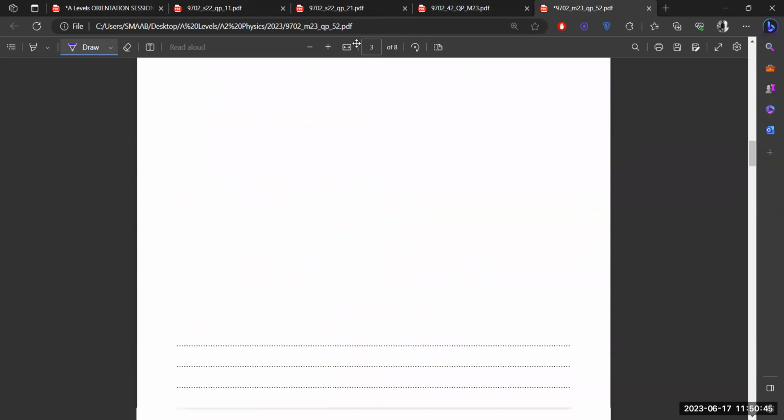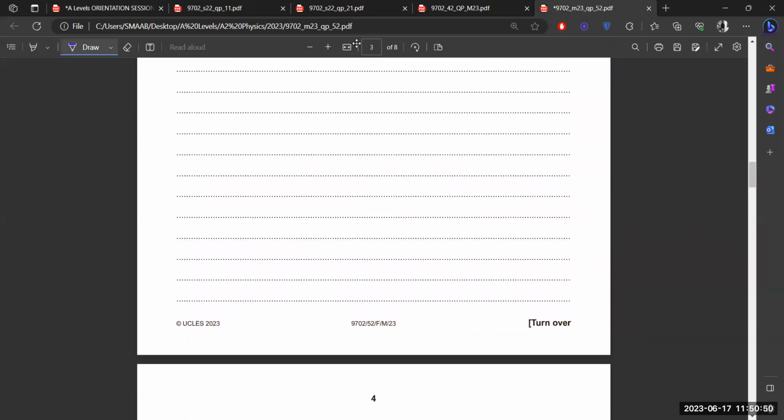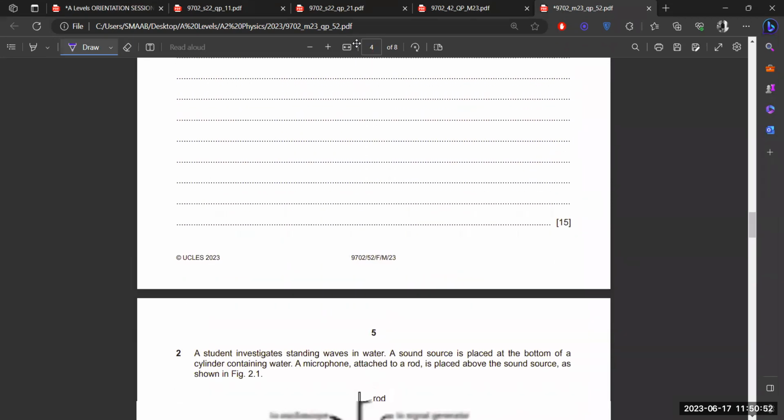So this is a planning type question that we studied in our O levels, where you need to complete the diagram, then mention all the steps of how we follow the experiment, right?